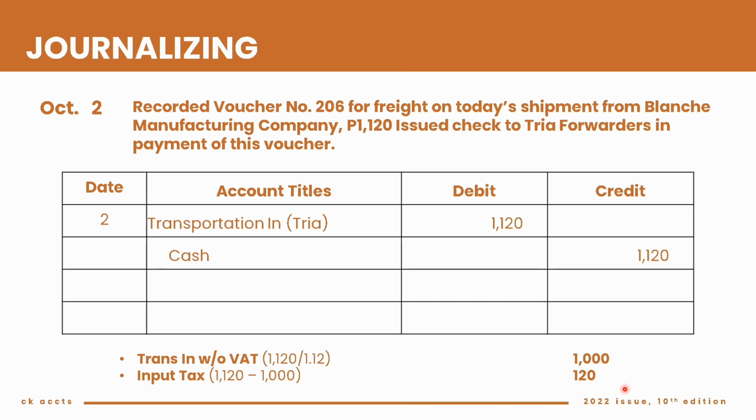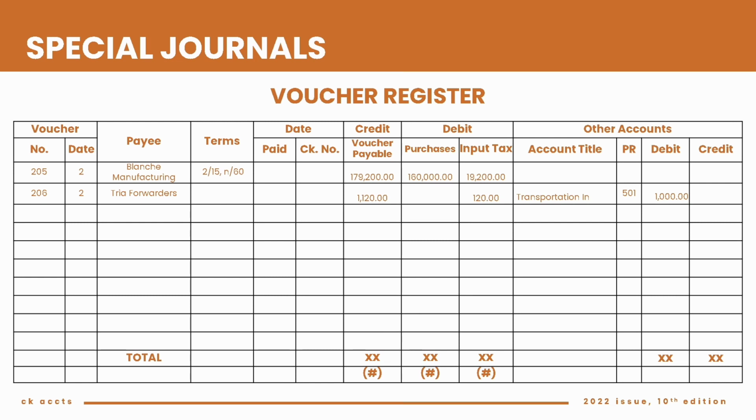So if maka-encounter kayo ng transaction na may expense na debit, so same lang din yan. Kailangan mo lang din kunin yung expense without VAT, then get the input tax. Okay? So kapag transfer natin, this is the entry. So voucher number 206, date October 2, payee is TRIA forwarders, then wala namang binigay na term kasi nabayaran naman siya agad. Then credit voucher payable 1,120.